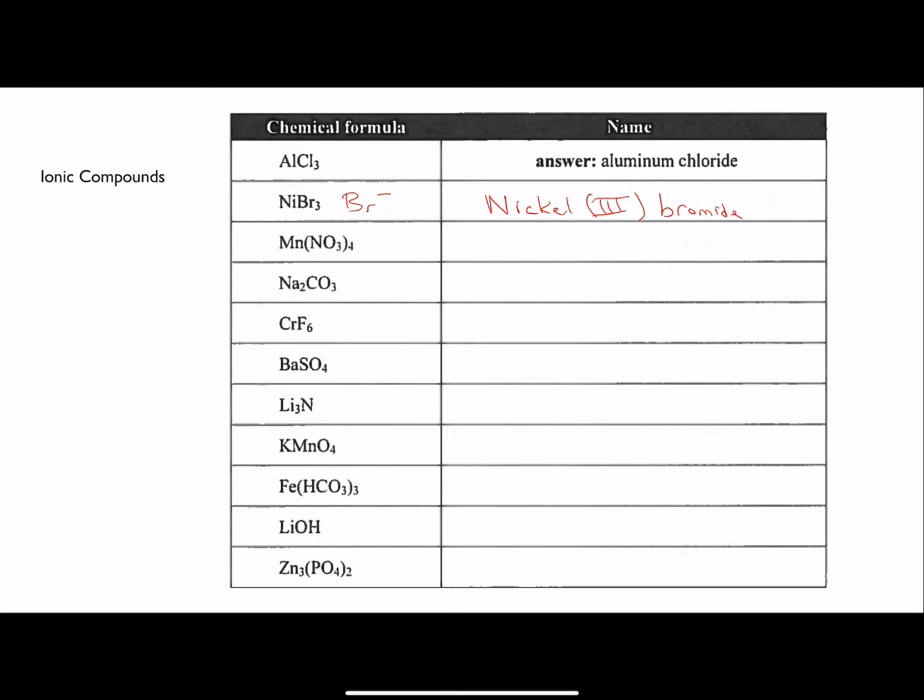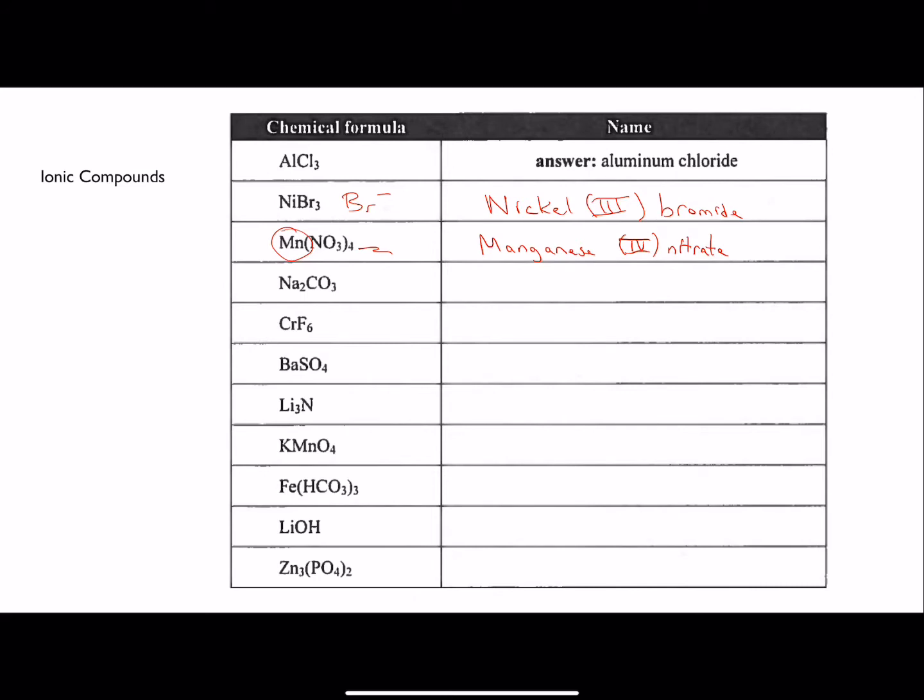Let's take a look at the next one. So you should recognize the polyatomic ion that's in brackets. That is the nitrate anion, and it has a -1 charge. I have 4 of them. Therefore, my manganese must have a +4 charge in order to balance out all 4 of those nitrates. So this would be manganese 4 nitrate. So again, you have to memorize the polyatomic ion nitrate.